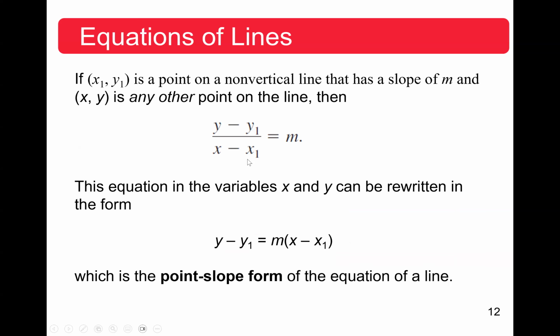Now here, we use the slope formula to find an equation of a line. For example, we know slope, as we said earlier, is y1 minus y2 over x1 minus x2. But here we say y minus y1 over x minus x1 equal to slope. When we cross multiply, we get y minus y1 equal to m times x minus x1. And this is what we normally call the point-slope form of the equation of a line.